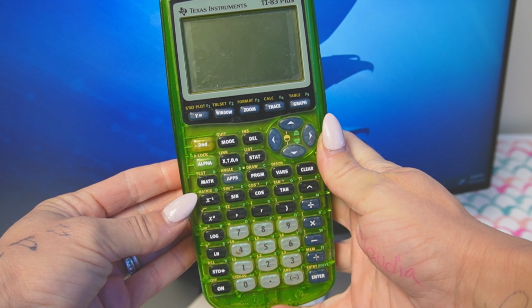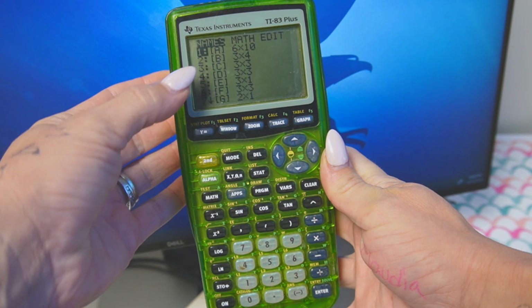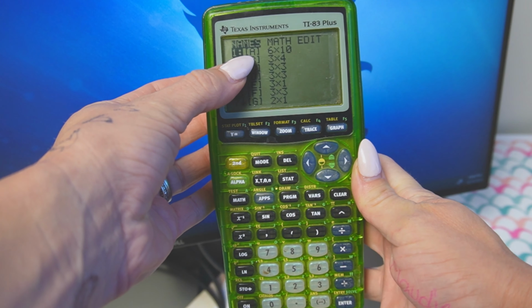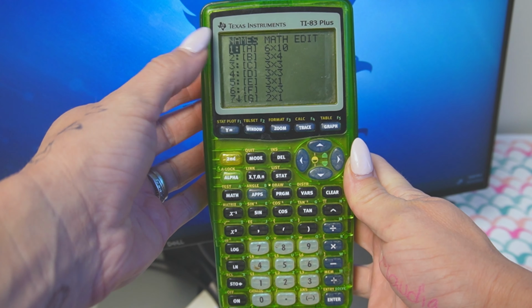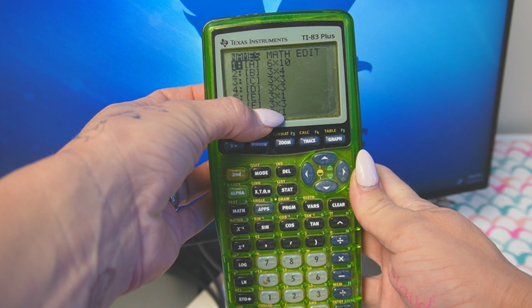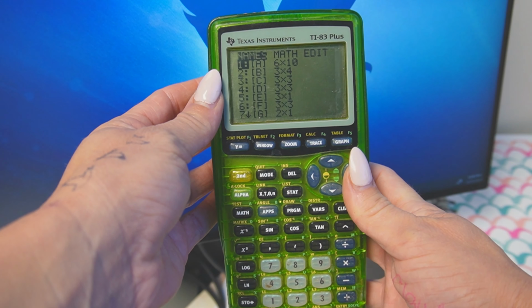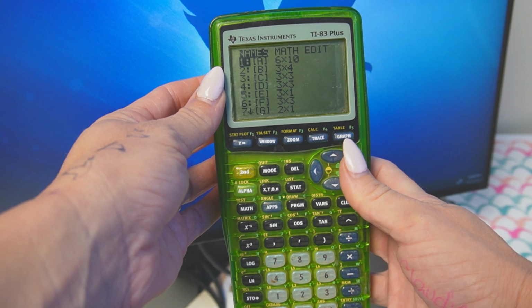Just locate your matrix function. You're going to open that function and you're going to see 3 headings. We have names, math, and edit. If you've never used this before, it's basically going to be empty. There's nothing going to be there. It's just because you haven't defined anything yet. It's not a big deal.